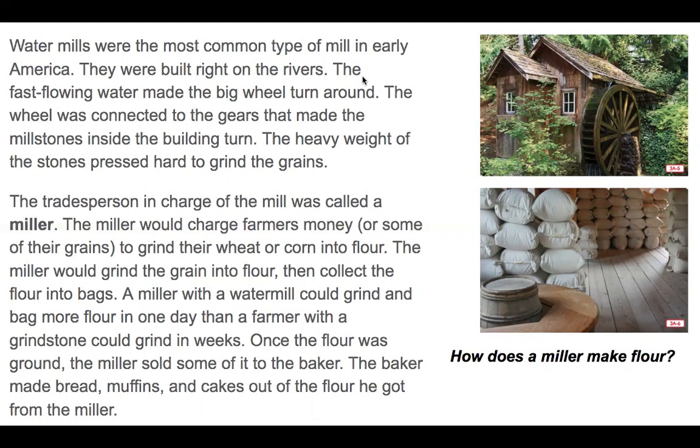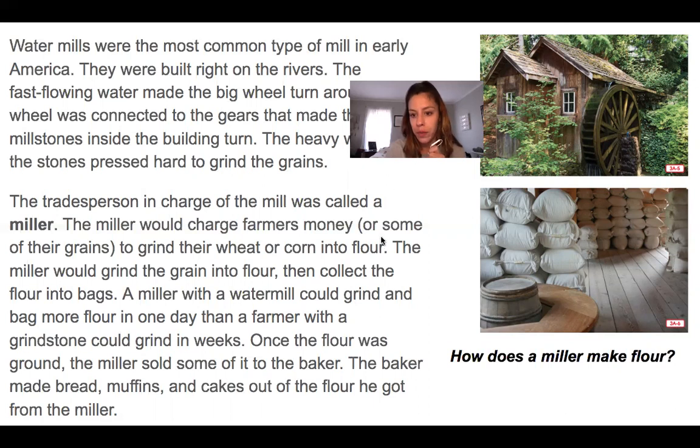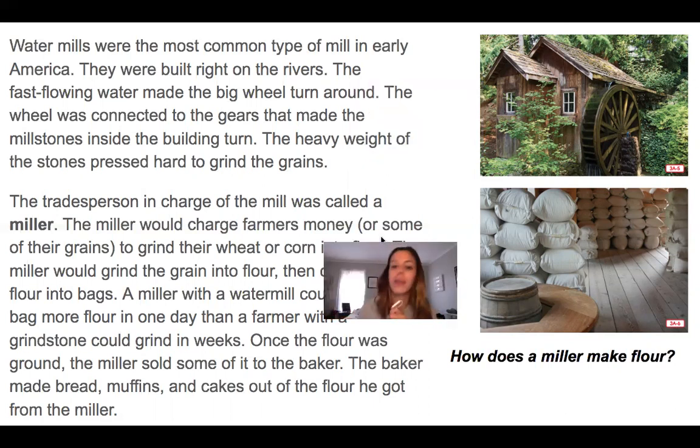Once the flour was ground, the miller sold some of it to the baker. The baker made bread, muffins, and cake out of the flours he got from the miller. So, how does a miller make flour? The miller uses his machines to grind up all the grains, and then the miller would put them in big bags like the ones in that picture.